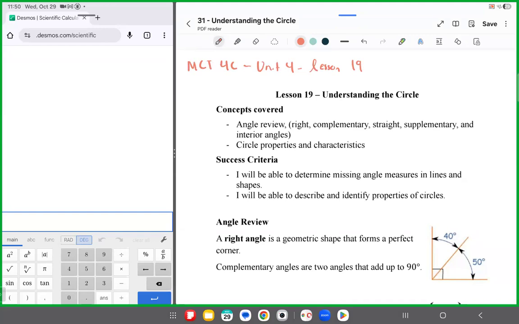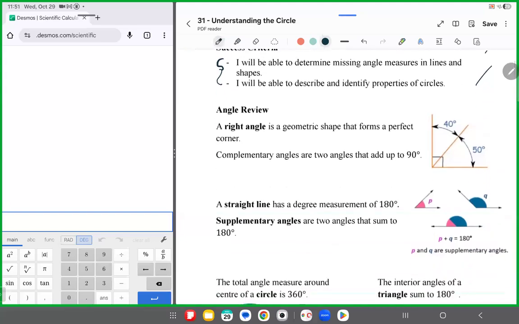So we're having a look at understanding some properties of the circle. And in addition to that, I thought it might be worthwhile for us to review some properties of angles in case you've forgotten, as well as general properties and characteristics of a circle. Today the focus is on being able to identify and determine missing angles. We'll know things have gone well if we're able to turn the angle measures in lines and shapes and describe and identify various properties of circles. Okay, so let's get started.